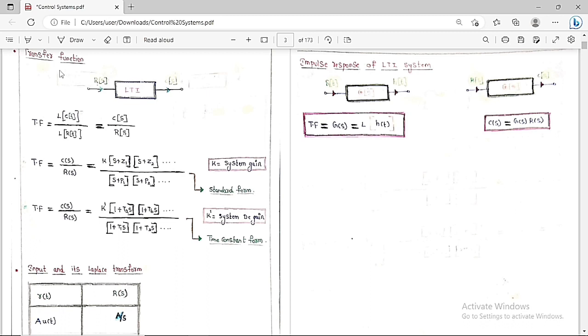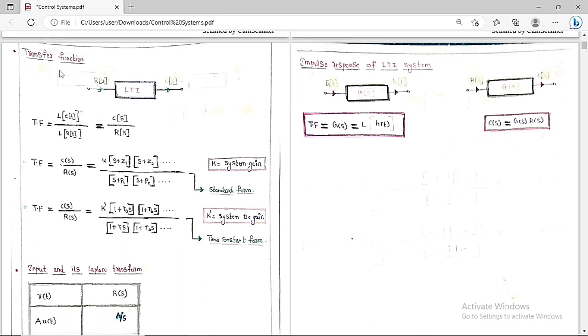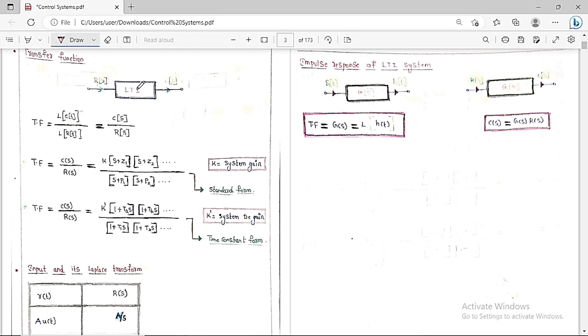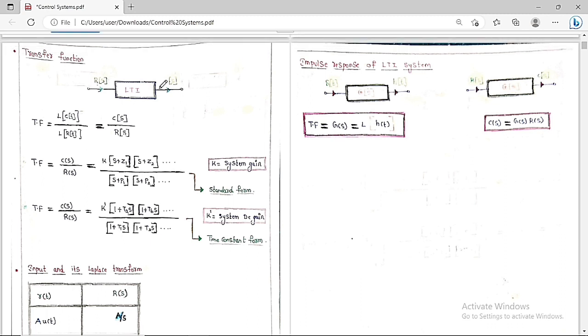We are going to discuss the other concept, which is the transfer function. Basically, this is the LTI system. LTI system is a linear time invariant system. The system satisfies two properties: one is the linear property and the other is the time invariant property. That is the reason the system is said to be a linear time invariant system.